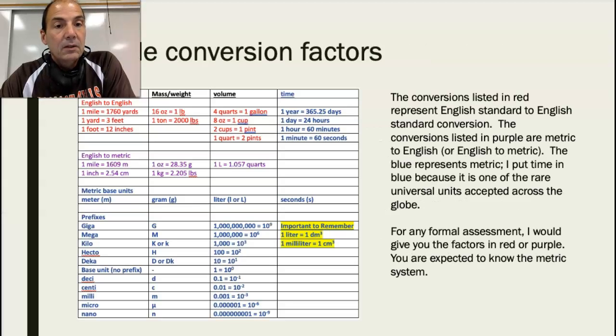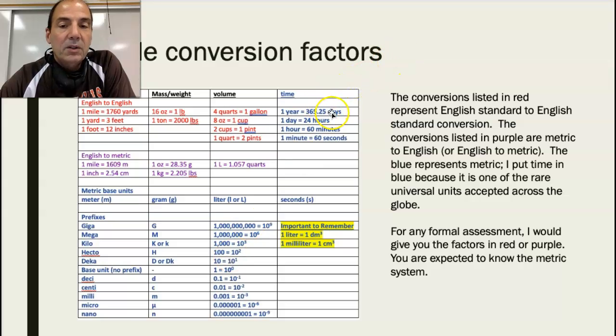Okay, so you'll see on this chart here, again, some of the same things that I've mentioned before. This is on one of the worksheets that I posted for you to practice. You see your metric stuff, and you'll see the English stuff. And in purple here, you have some English to metric conversions. Again, any of the stuff in red and purple, I would give you for an assessment. Anything in blue, I would pretty much expect you to know.